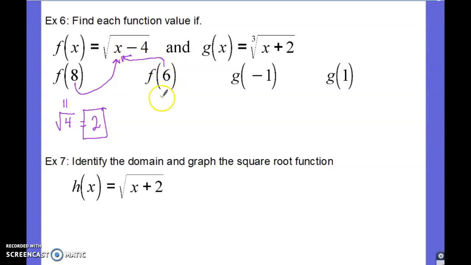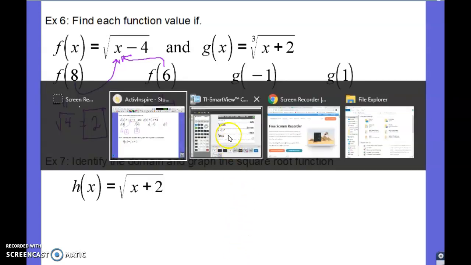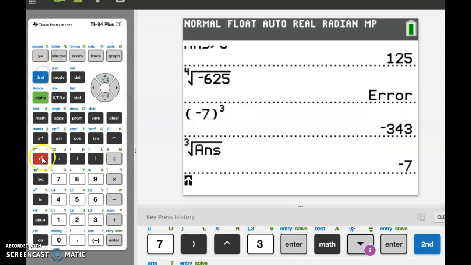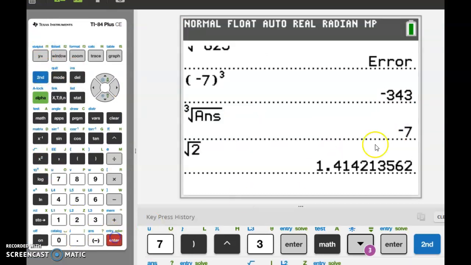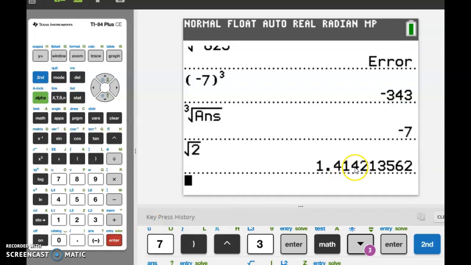Now, I'm fine if you leave your answer in simplest radical form. So if you plug in 6 in here, 6 minus 4 is 2, so it's the square root of 2. But if you want to practice with your calculator, by all means you can. The square root of 2 is 1.414.